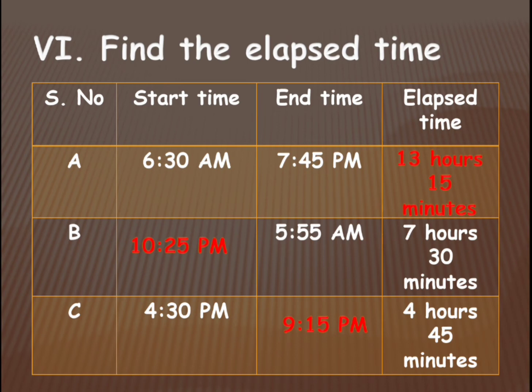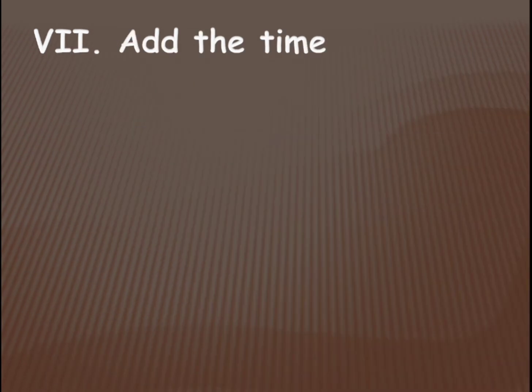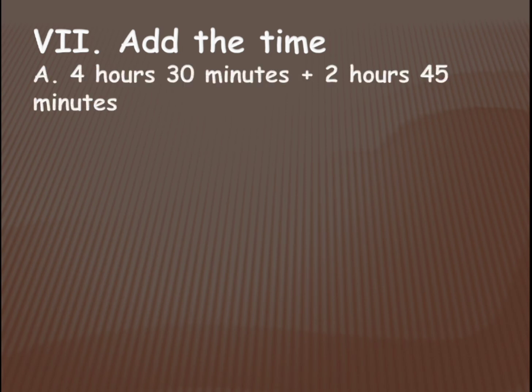Okay, children. Let's see the next bit. Add the time. So the time is given, you need to add it. Okay. So for weight, what did we do? We have made it as kilograms and grams, isn't it? So here we will make it as hours and minutes. Okay. So the question is 4 hours 30 minutes plus 2 hours 45 minutes. So let's make the columns as hours and minutes. So 4 hours 30 minutes, 2 hours 45 minutes. We have to do addition.